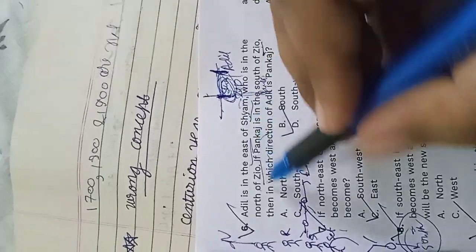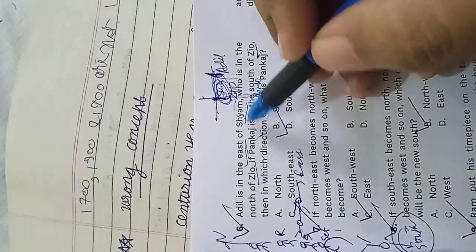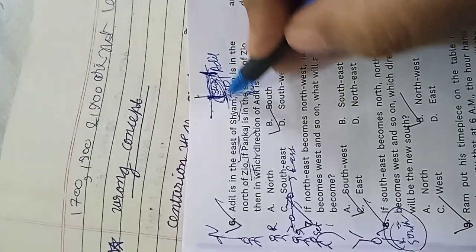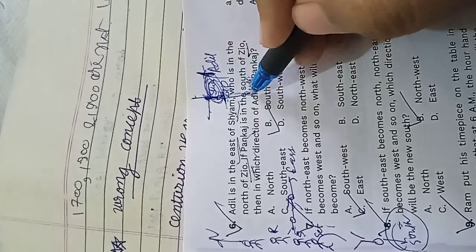Who is in north of Zio? Adil is in east of Shyam. Who is in north of Zio means he is talking about Shyam. Shyam is north direction of Zio means Zio must be here. Zio के north में Shyam. Pankaj is in south of Zio. Pankaj इधर होना चाहिए.